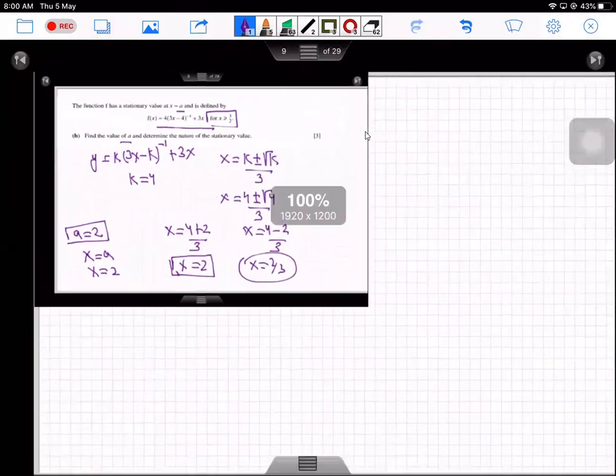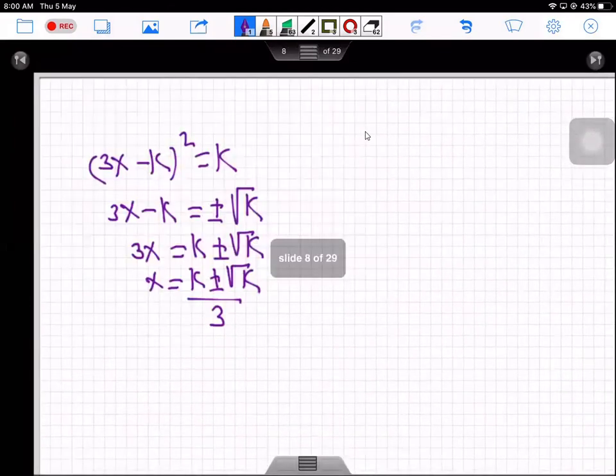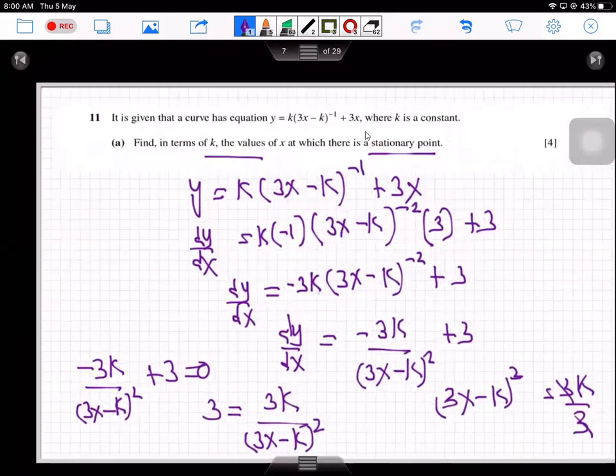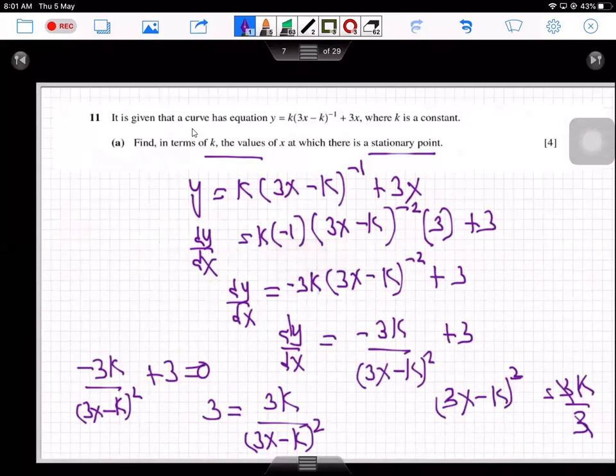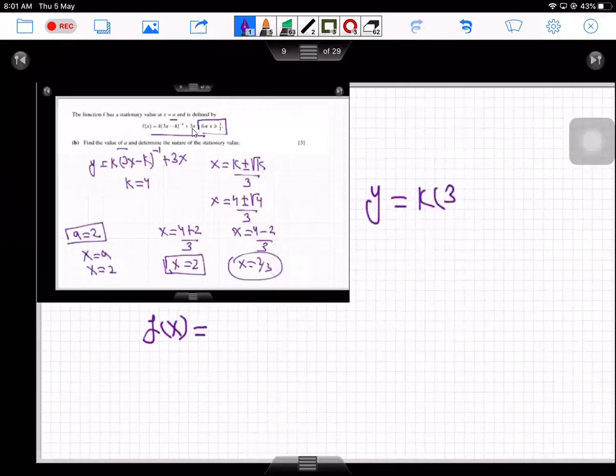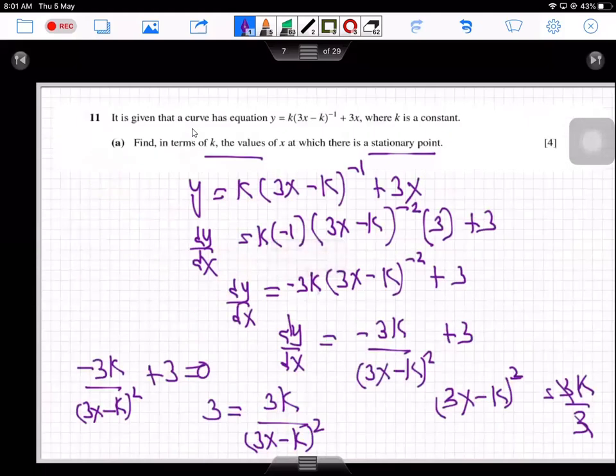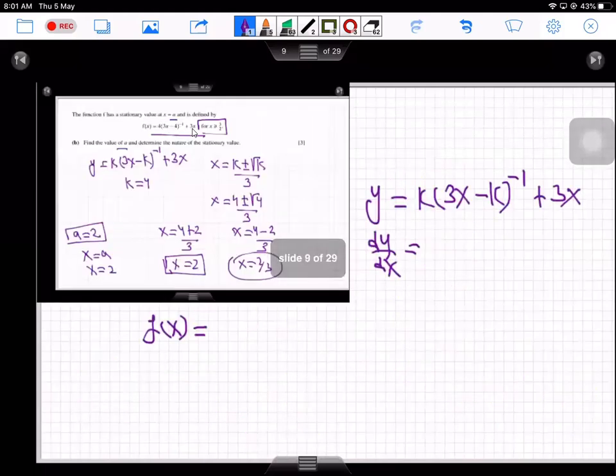So f(x) equals this thing: 4 multiplied by (3x minus 4) whole thing raised to the power minus 1, plus 3x. And what we know from part A is that when y equals k multiplied by (3x minus k) whole thing raised to the power minus 1, and then plus 3x, dy over dx is supposed to be minus 3k multiplied by (3x minus k) whole thing raised to the power minus 2, and then plus 3.